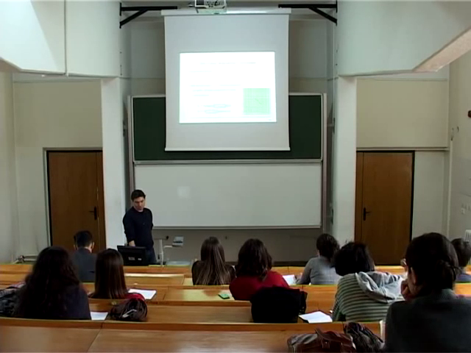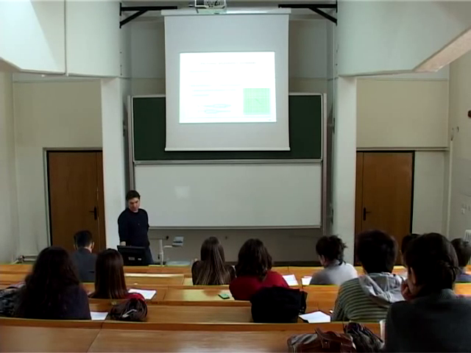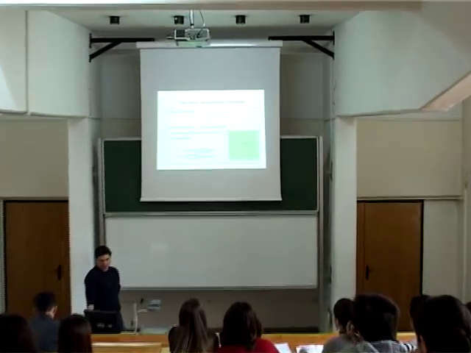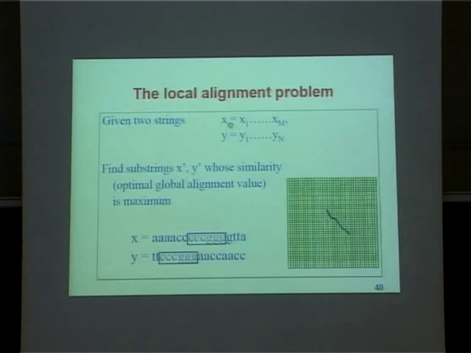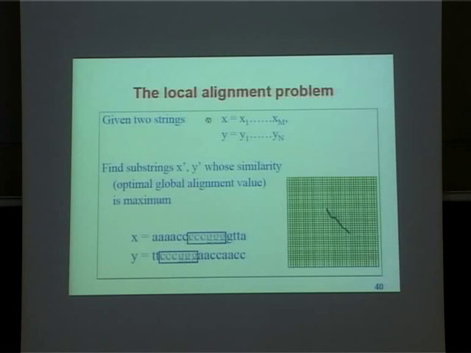Here's an example, X and Y. This is the formal definition. Given two strings of length capital M and capital N, find substrings X prime and Y prime whose similarity, in other words, optimal global alignment value, we are going to globally align these substrings. That's the difference from the original global alignment problem.